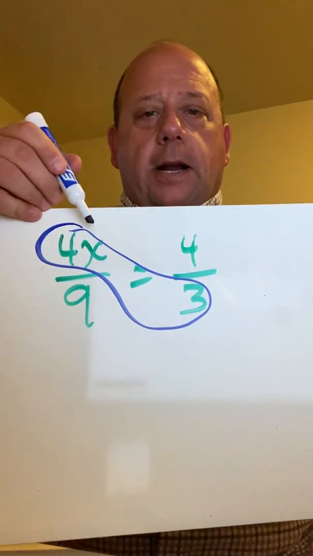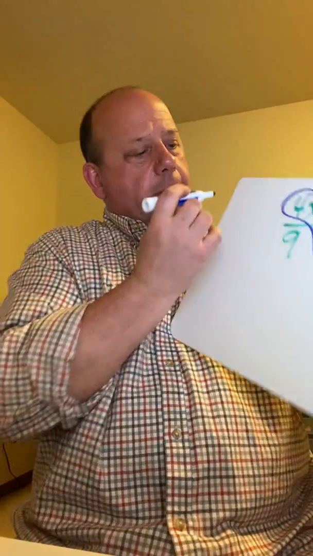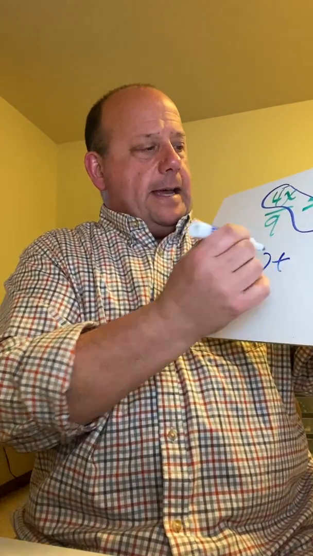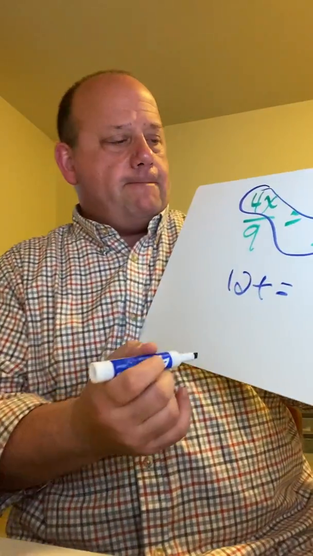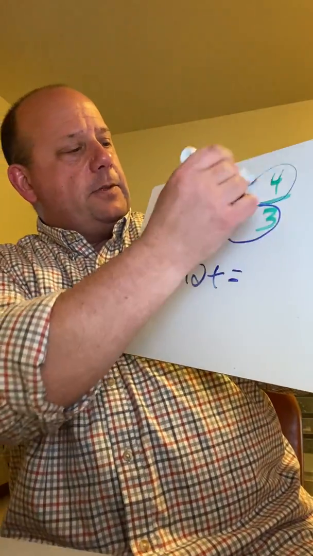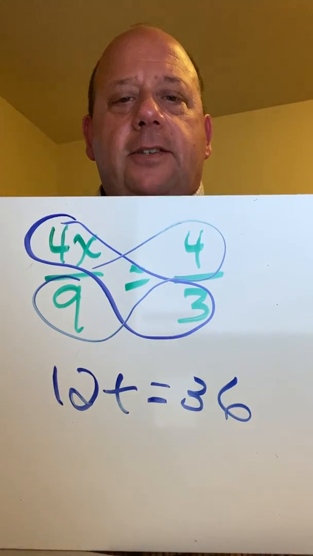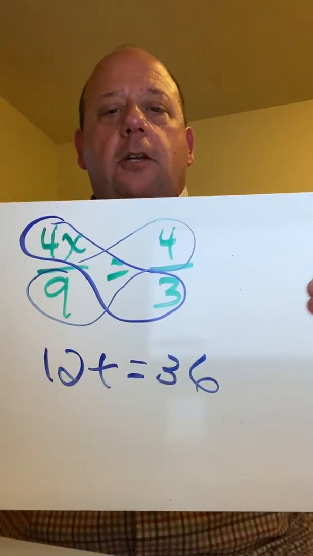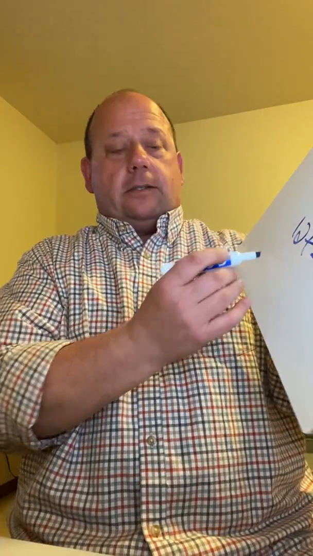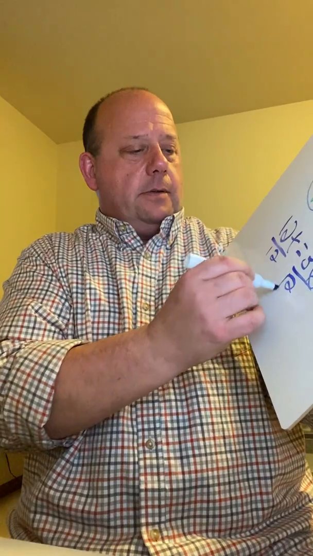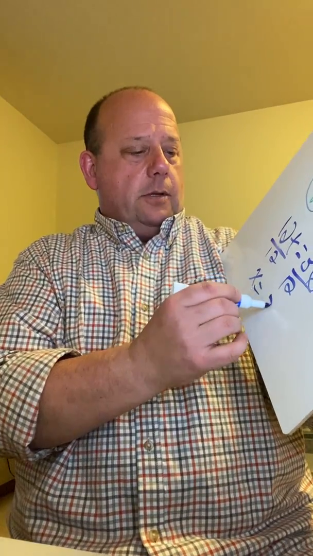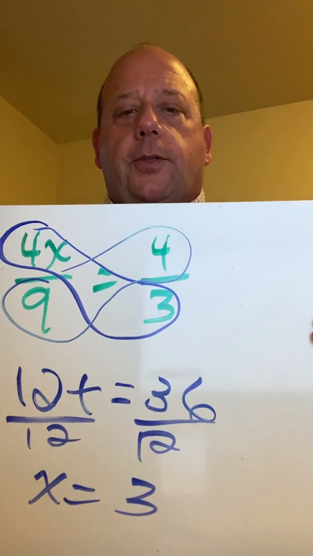How do I solve those? Cross multiplication. Okay? Cross multiplication. Multiply the 4x times the 3. 4x times 3 is 12x. Bring down the equal sign. 9 times 4. 9 times 4 is 36. Yay! Easy. 12x equals 36. Divide by 12, and x should equal 3. X is equal to 3.